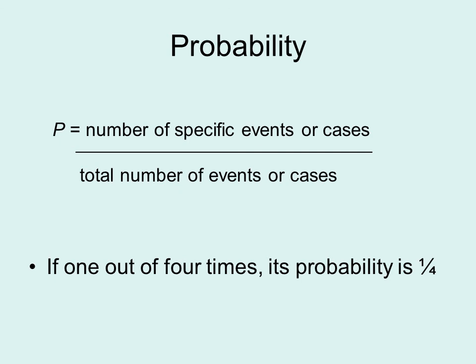Oftentimes with genetics, we're looking at the probability of an offspring having a particular trait. It may be a positive trait, it may be a disorder that you're wanting to look at. Maybe a couple is asking, if we have a child, what's the probability of our child having a particular disease? This is an example of how, if they know the genotypes of both parents, you can use the Punnett square and then determine the probability of an offspring having whatever situation they're interested in.